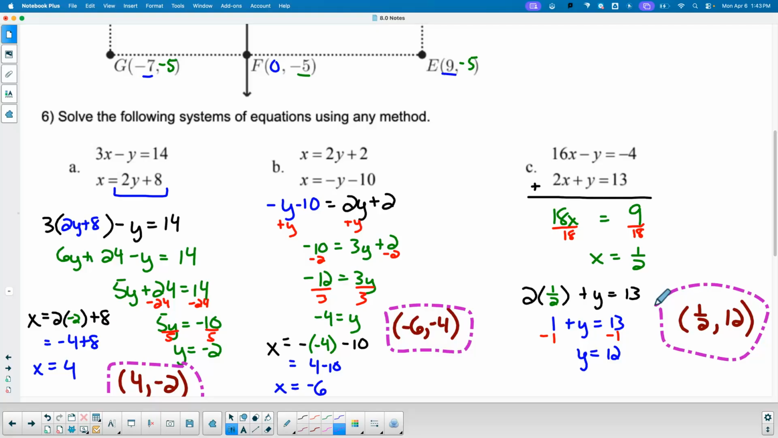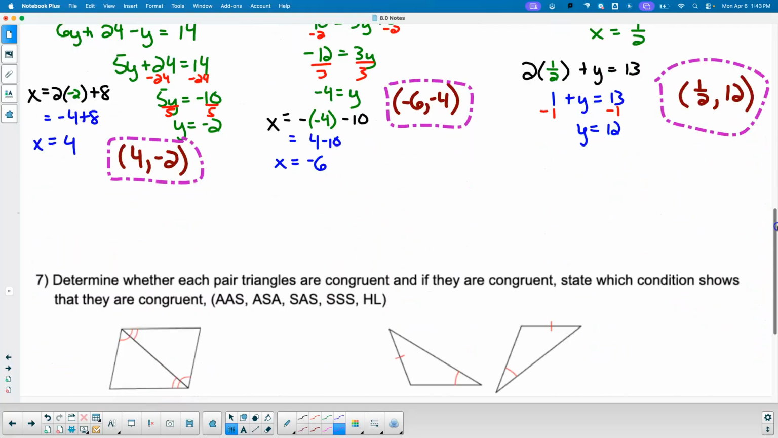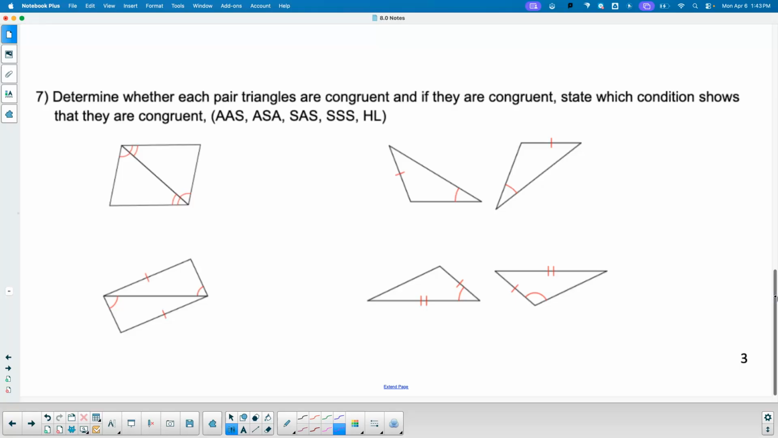All right. Lastly, determine whether each pair of triangles are congruent, and if they are congruent, state which condition shows that they are congruent. Okay? Upper left one. Congruent, not congruent? What do you think? Congruent or not congruent?